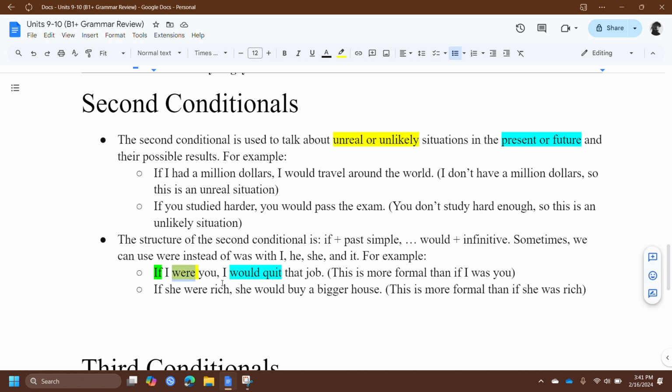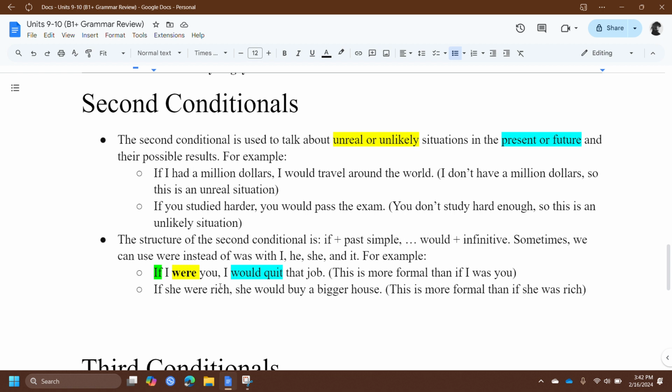It is unreal for me to be you, because how is it possible for me to be another person, right? So this is unreal. Another example: if she were rich, she would buy a bigger house. This is again more formal, instead of saying "she was rich." And again, it's unreal because she's not rich at the moment.